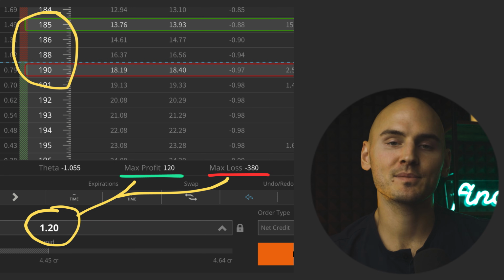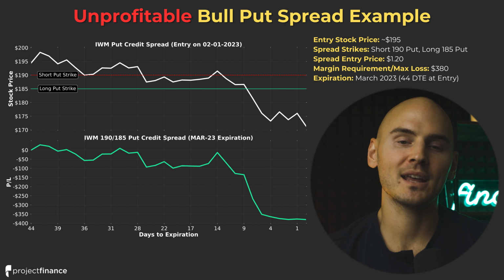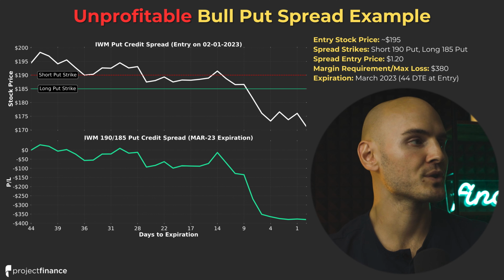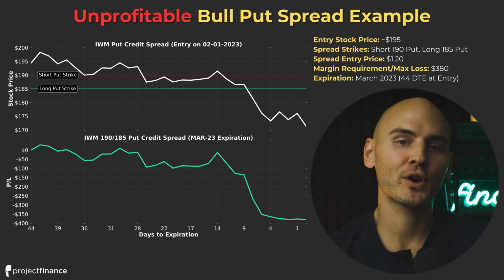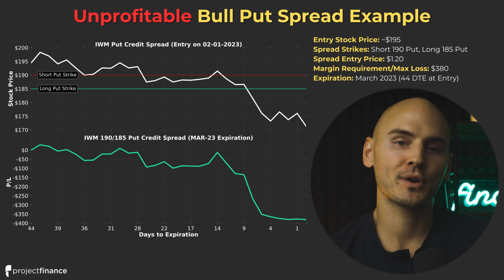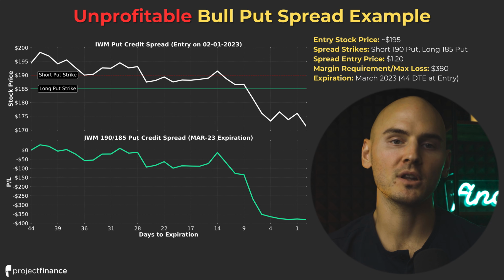So the max loss in this particular position is $380, and that is also the amount of money that we have to put up to enter this trade. As we can see, IWM did trickle lower and traded between 185 and 190 for a period of time. And then in the final weeks before expiration, IWM absolutely collapsed, and this put credit spread ended fully in the money, which means the stock price was below both of the strike prices of this put credit spread.